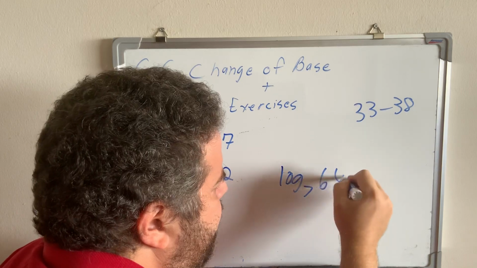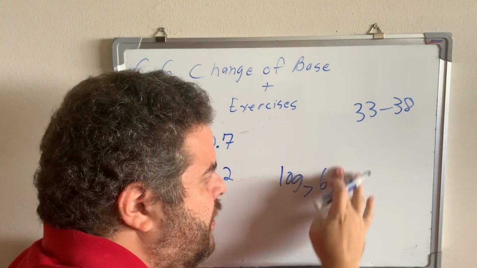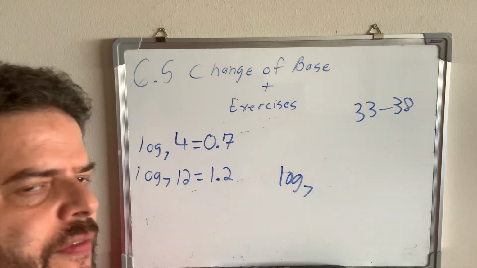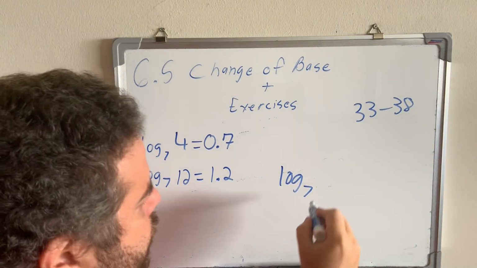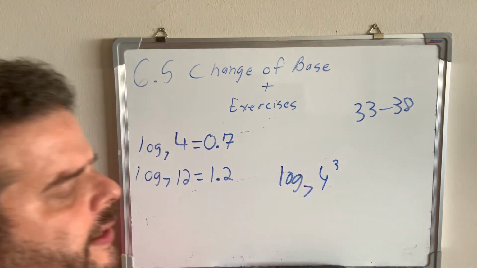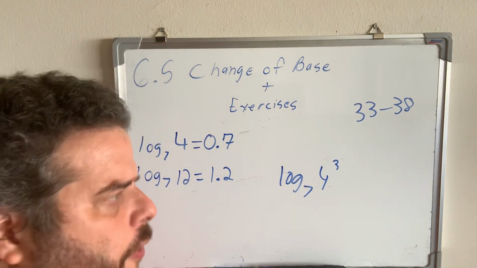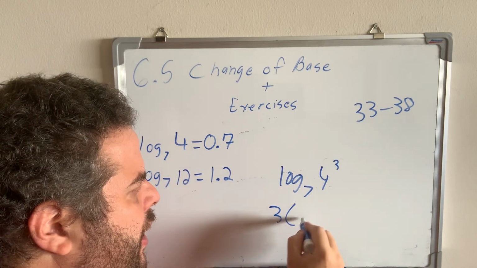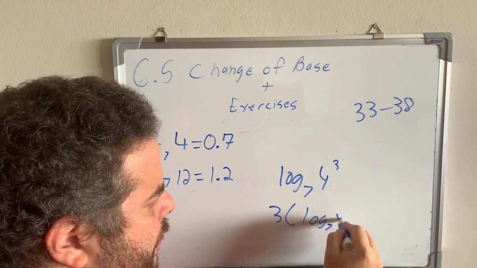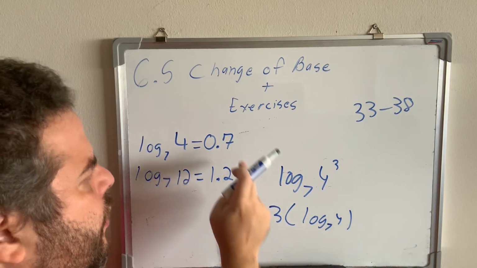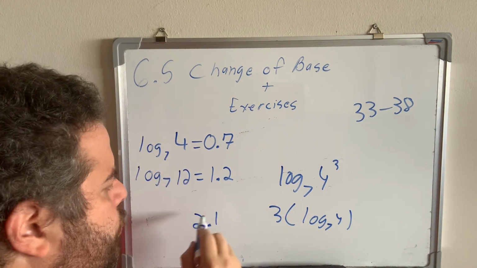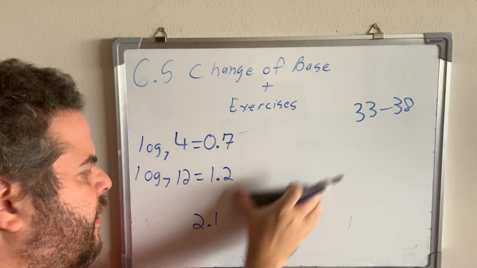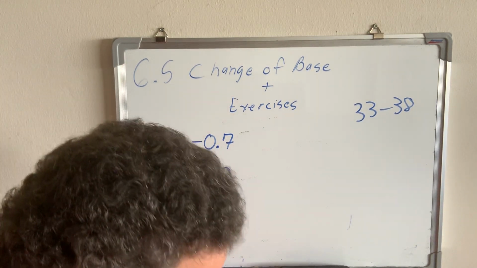Log base 7 of 64. Again, how do I reach 64? There's no way to multiply these two. But again, you got to think of squares and cubes. So 4 cubed. 4 times 4 is 16. Times 4 is 64. Now this becomes a power rule. The 3 comes up in front and multiplies your log base 7 of 4. 3 times 0.7 is 2.1. You can see that once you practice a lot, these become very, very simple.